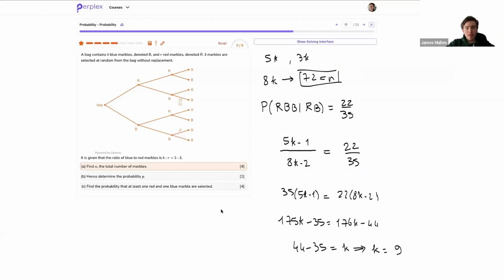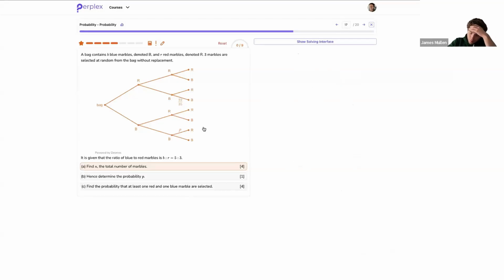Now, part B, we're trying to find the probability P. And the probability P is on the diagram here. The probability of selecting a red marble, given that I selected already 2 blue marbles. So let me erase and remember what I know. I have 5K, which is 45 blue, and 3K, which is 27 red to start with. And then after selecting 2 blue marbles, I have 43 blue left, 27 red left, for a total of 70.